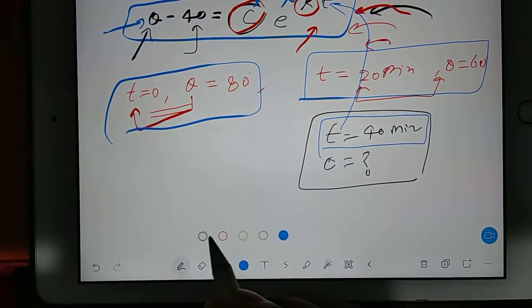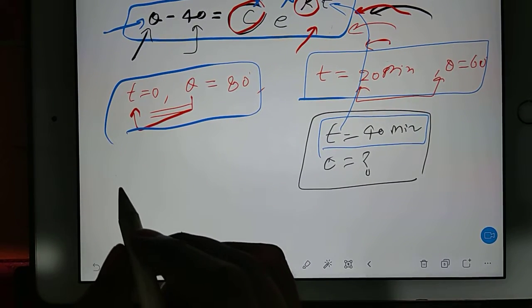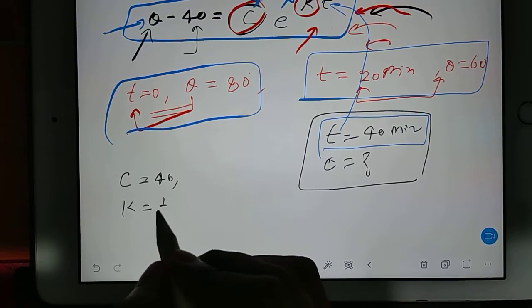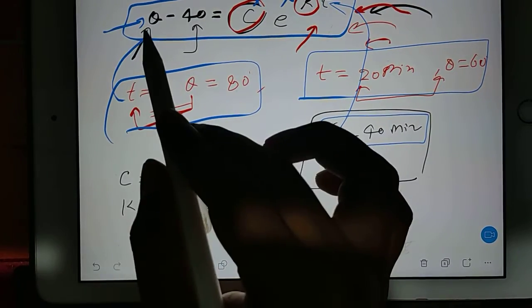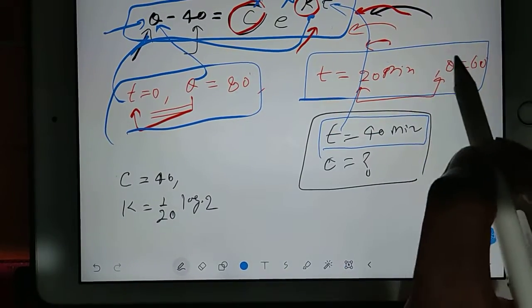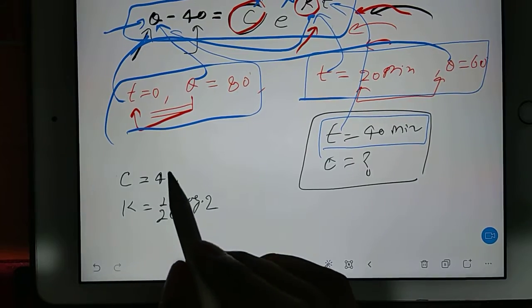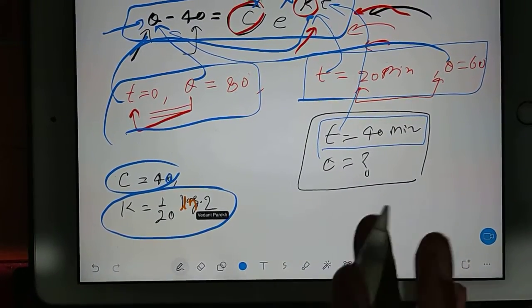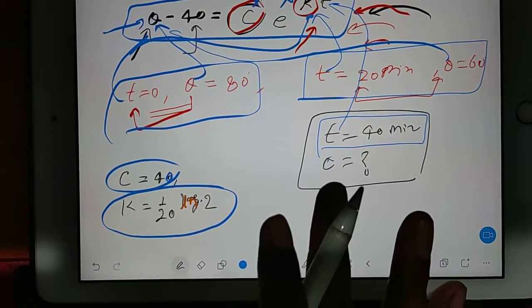Okay, so what is your job? You keep substituting the values. When you substitute, you will get c equal to 40 and k equal to 1 by 20 log 2. Substitute this time value and this theta value here, you will get one equation. Again, theta value here and time value here, you will get one more equation. Solve both equations, you will get c and k. Yes, ln means log to the base e. My point is base e. Okay, this much is done.